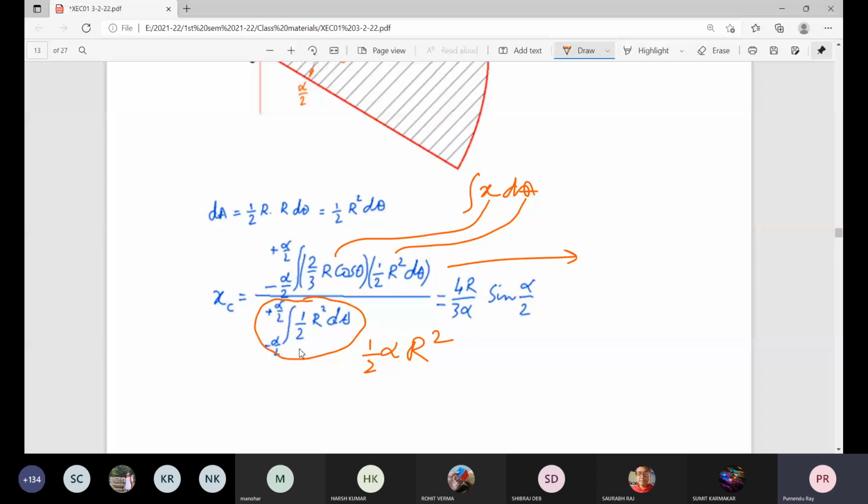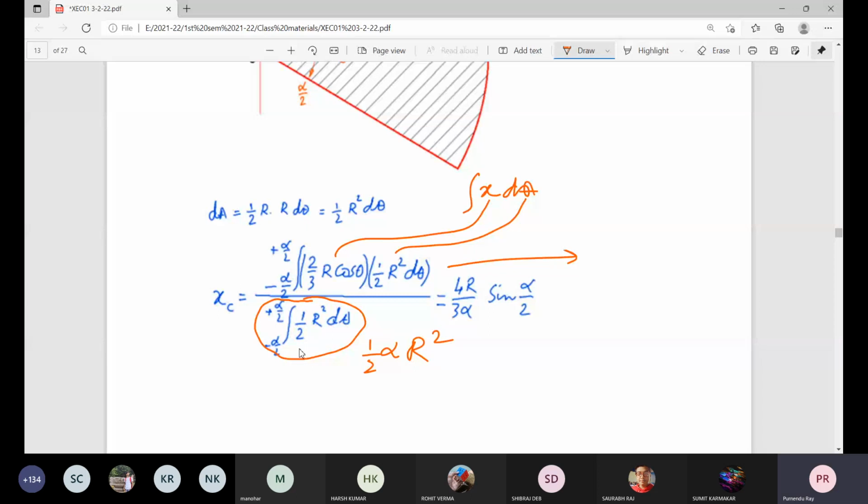For a circular arc, it will be 2r divided by alpha multiplied by sine half alpha. To find the location of the centroid for a circular sector, 4r divided by 3 alpha sine half alpha, either we can approach from this area element or we can approach from this line element like thing.